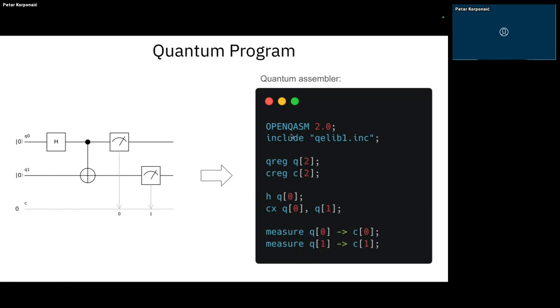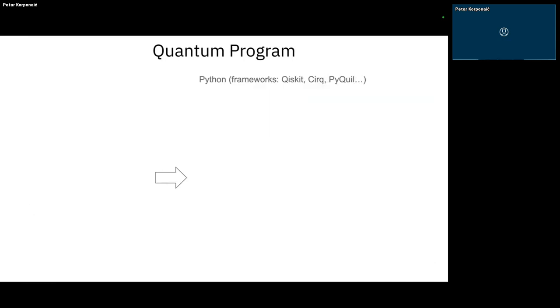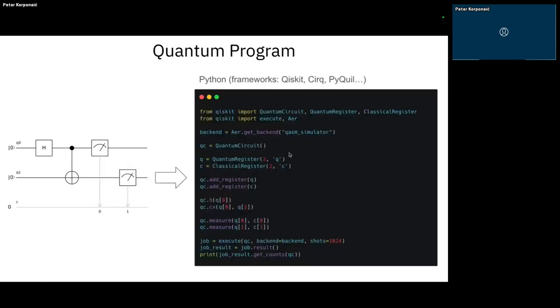Of course, this is a Hello World quantum program. More advanced quantum programs are longer, but more or less, this is how a quantum program looks. And a quantum program can also be written in Python. It is usually written in Python, not in quantum assembler. Quantum assembler is handy for some uses, but usually people use Python.